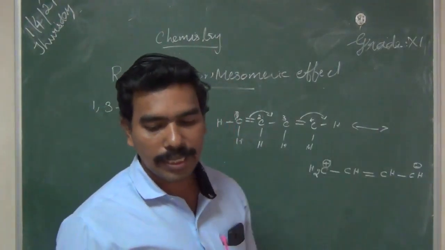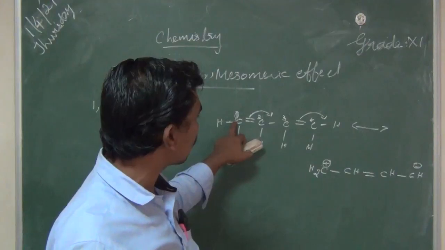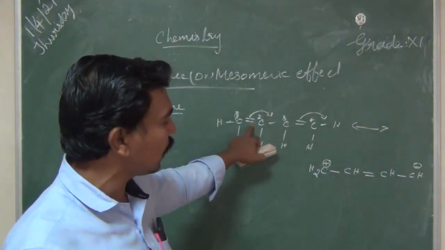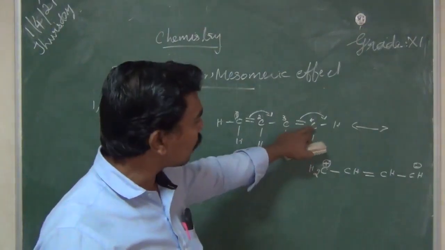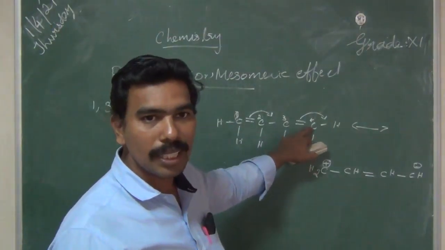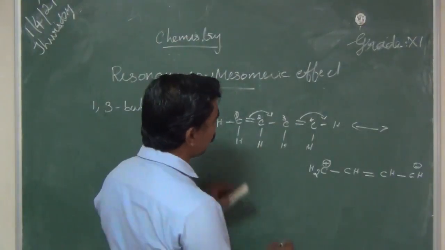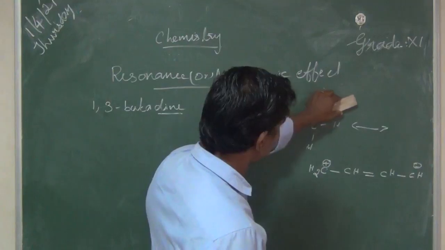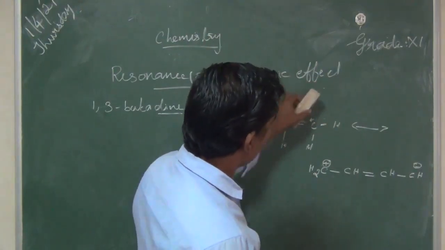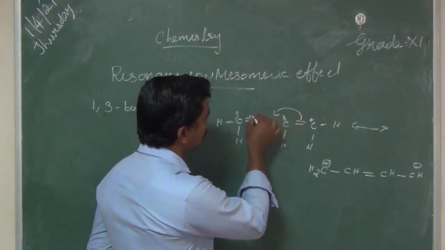The next resonance structure is drawn in the same way. In the first structure, delocalization occurs for the pi electrons of the first carbon atom. In the second resonance structure, the pi bond of the fourth carbon atom is delocalized. So the pi bond delocalization is like this.